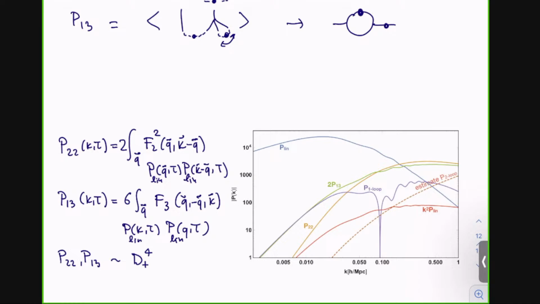Okay, so here I'm showing the plot where you can see various contributions. I don't know if you can see it well, but for example, this is the linear theory. And as you imagine, on very large scales, the linear theory is much bigger than the nonlinear corrections, and it's a very good approximation to the full answer. And then when you compute individual diagrams P22 and P13, and you sum them up, you get this P1-loop.